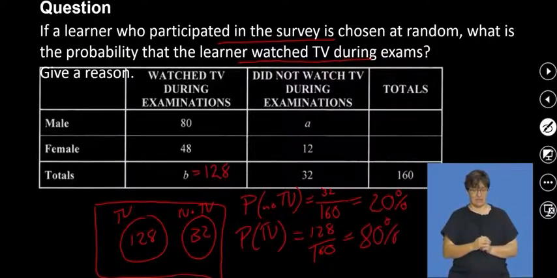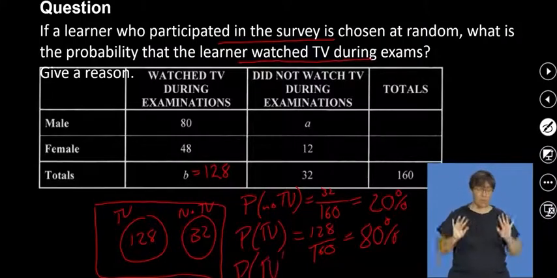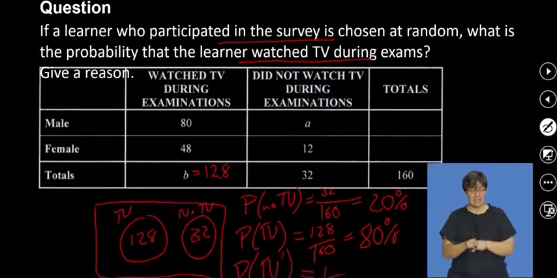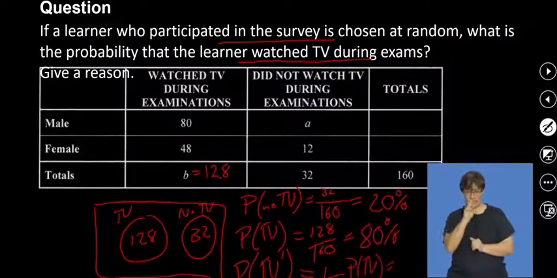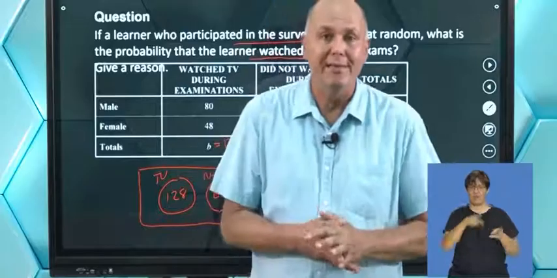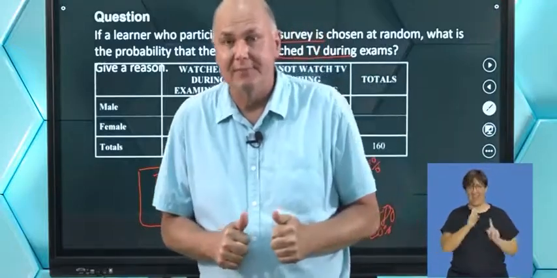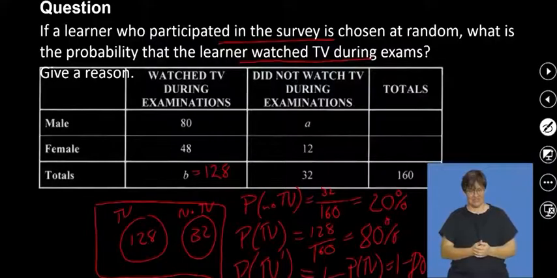And the reason I'm doing that is I want to use the complement rule, which says that P of no TV, or the complement of TV, is equal to 1 minus P of TV. And I hope you can see that's 1 minus 80%, which is, in fact, the 20%. And so we've got two answers using two different methods, and they both agree. Isn't that exciting? We've got the right answer. Okay, let's move on.